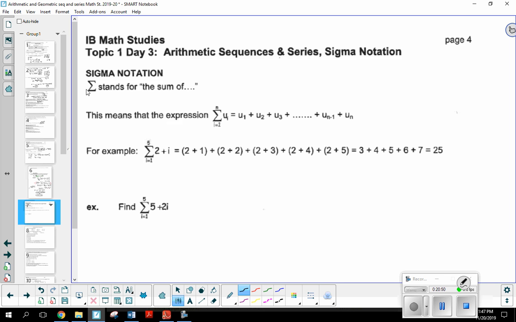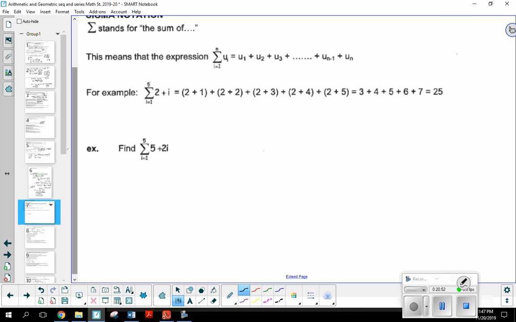All right. So for this one right here, let me go ahead and do this one by hand first. So I want to go from the first term to the fifth term. So the first term would be found by taking 5 plus 2 times 1, right? Plus, and then I would just continue down the line. 5 plus 2 times what?